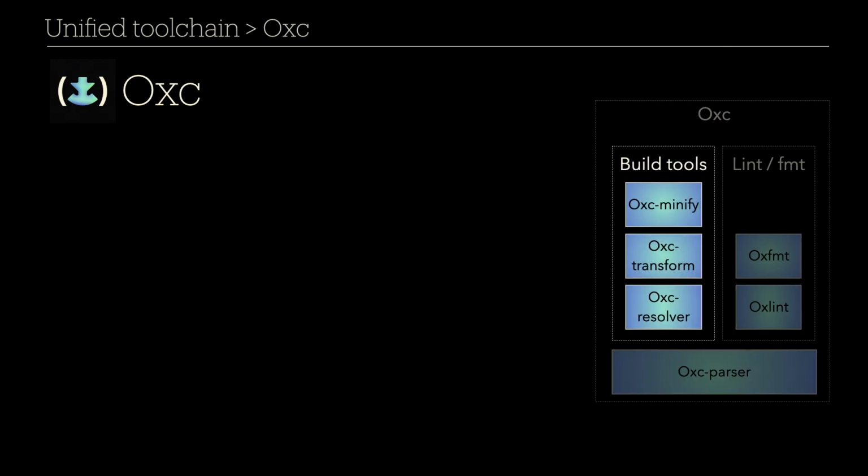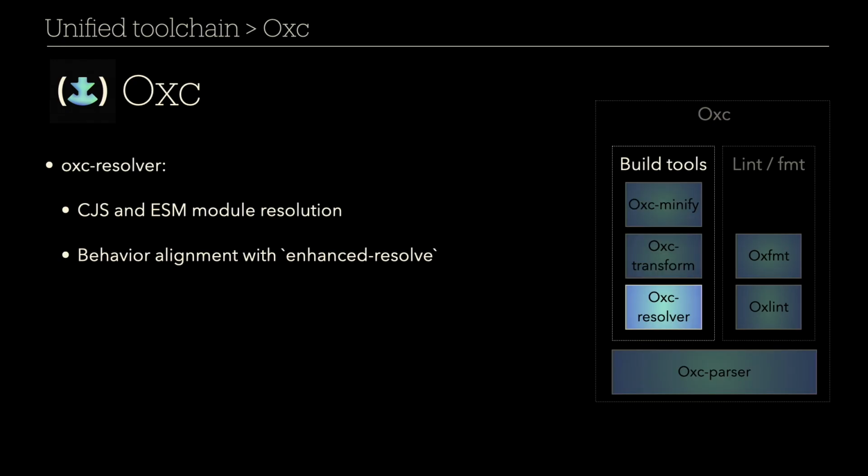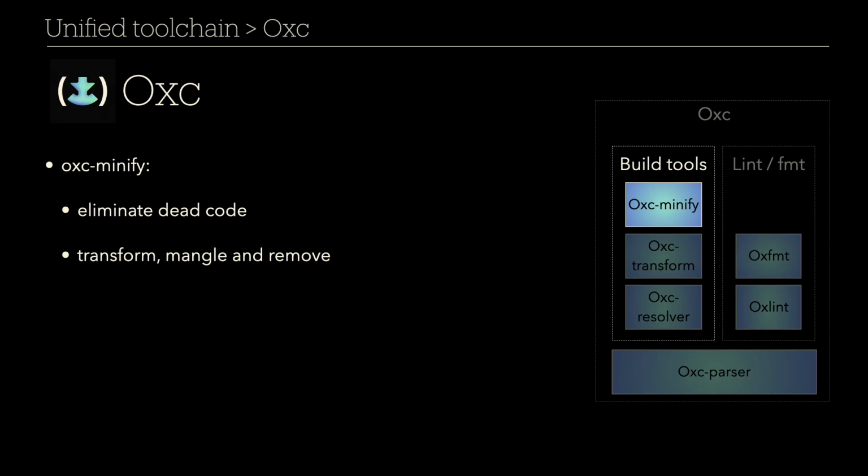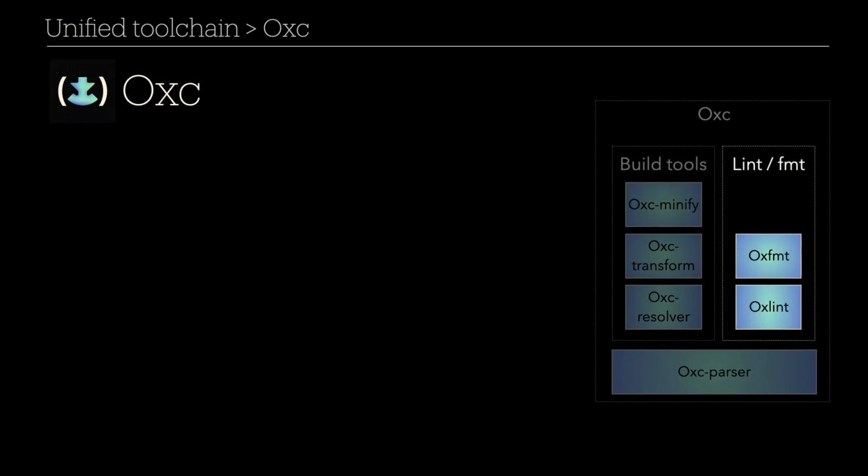And then we have the build tools. As I mentioned, the resolver is quite easy. I think we can guess what they do just from the name. Oxc Resolver resolves CJS and ESM module resolution. It is aligned with Enhanced Resolve, which is the tool of Webpack. Oxc Transform, same idea, transforming TS, ES, ESNext, and so on. Minify, same thing: eliminating dead code, mangling, removing, all these things. So that's it for the build tools.